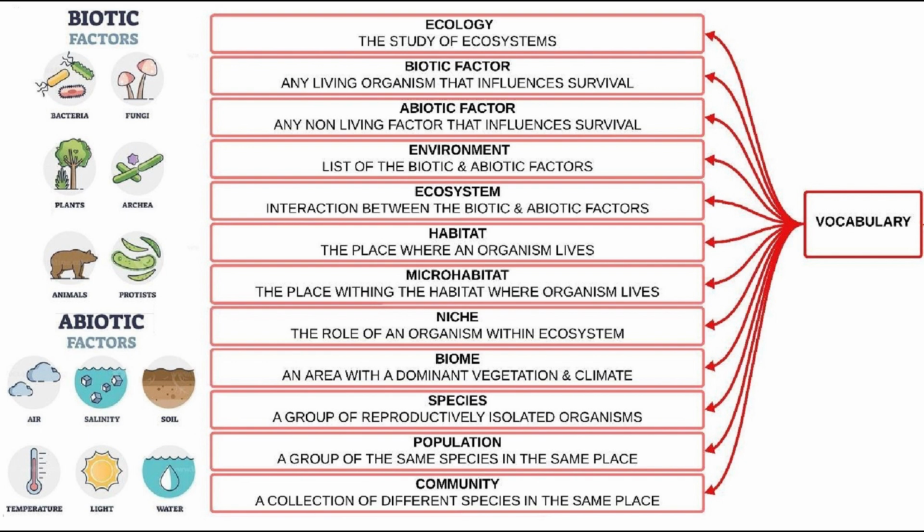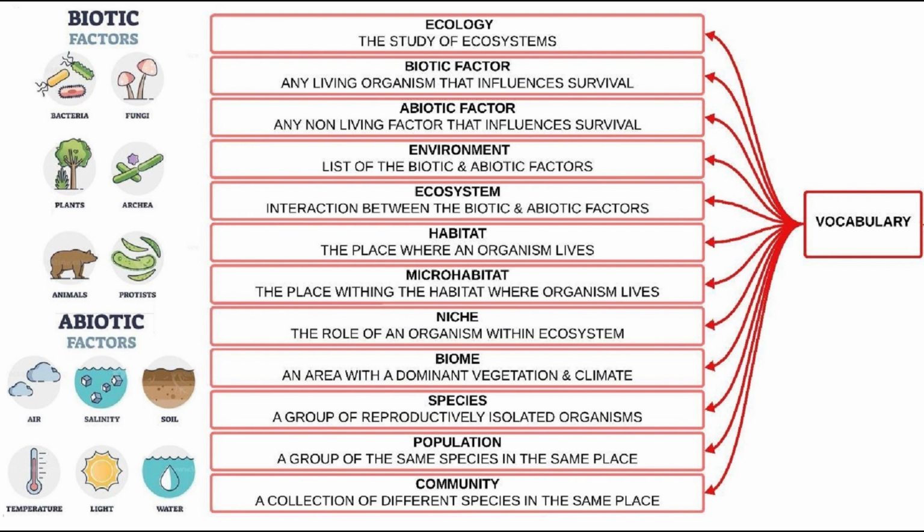Ecology is the study of ecosystems. Biotic factors are any living organisms that influence the survival of others. Abiotic factors are any non-living factors that influence the survival of any organism. An environment is a list of biotic and abiotic factors. An ecosystem is the interaction between the biotic and abiotic factors.